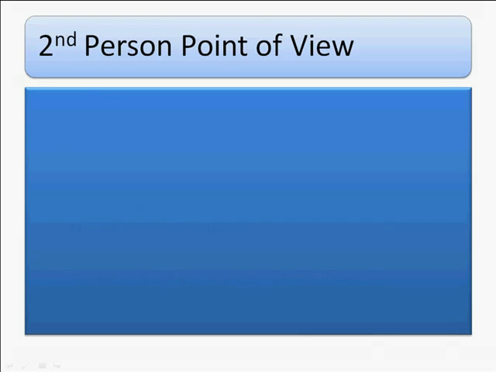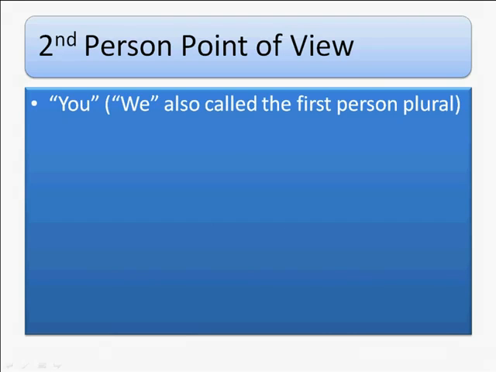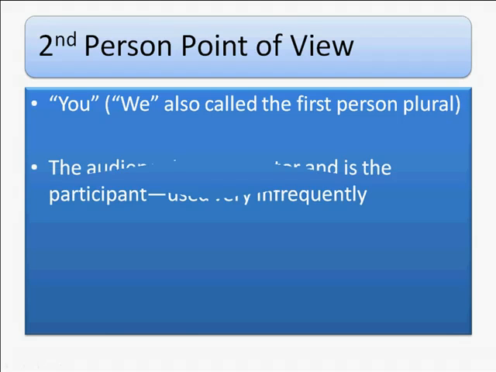The final point of view is a second-person point of view. This is the least frequently used. We already talked about the pronoun I, and we talked about the pronouns he, she, it, they. And so second person ultimately covers you as the narrator. And so the audience is ultimately the narrator and the participant. So you can see why it might not be used all that often.